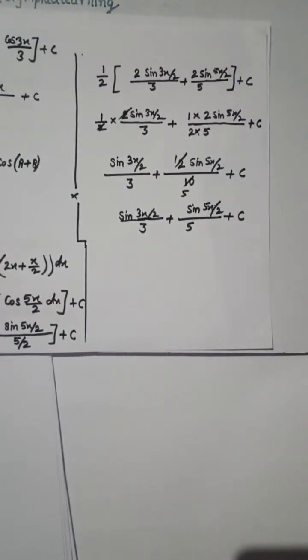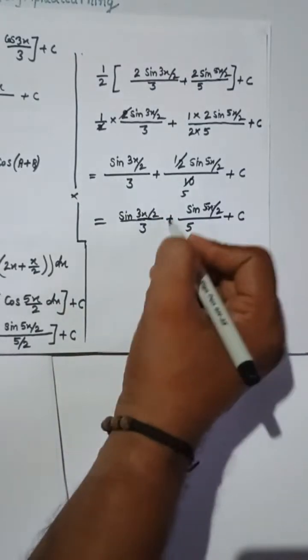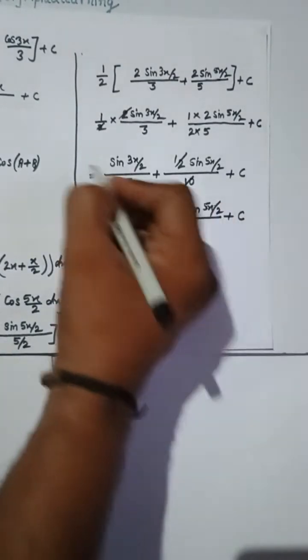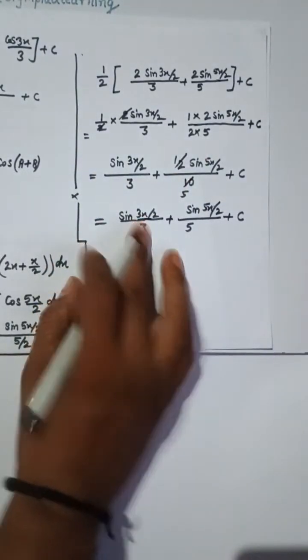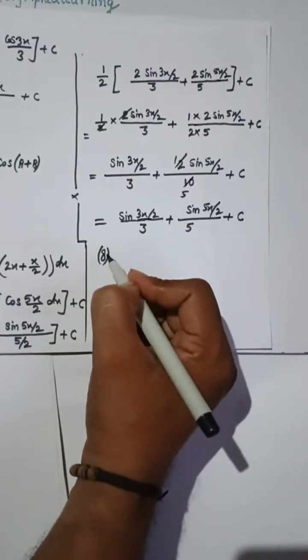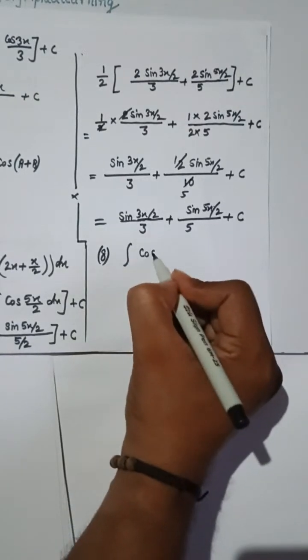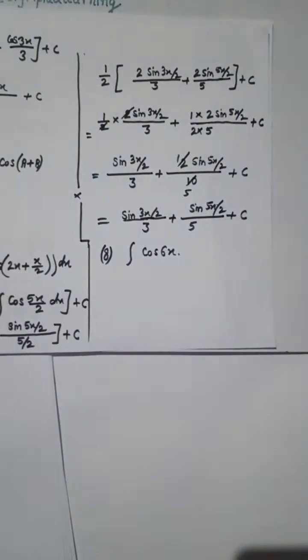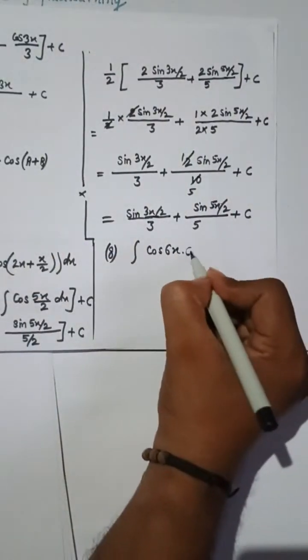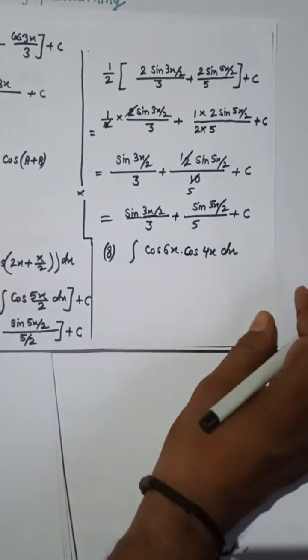So we have done the integration of cos 2x into cos x by 2 dx. That is the solution over here. You can see sine 3x by 2 divided by 3 plus sine 5x by 2 divided by 5 plus c. This is our solution. Okay, let's go for another one. Question number 8, we have the integration of cos 6x into cos 4x dx.